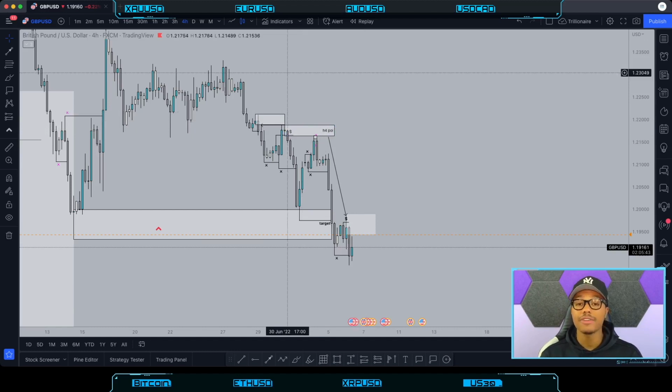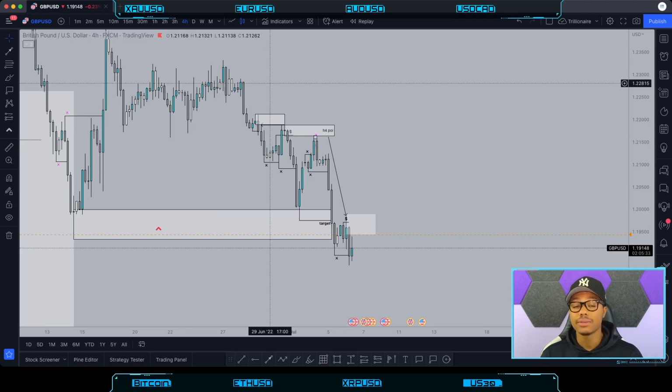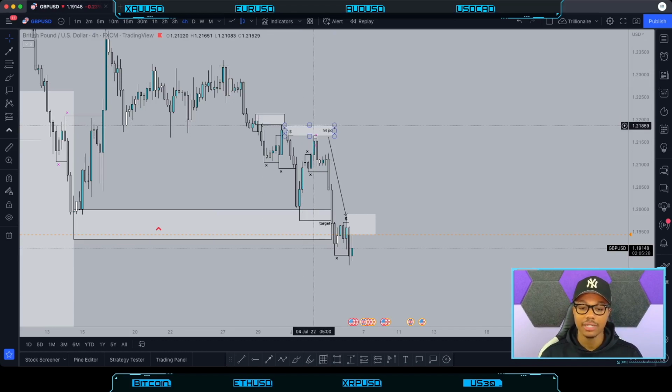So once you have your higher time frame macro POI marked up, then you should use your lower time frame micro in order to take advantage of a possible entry opportunity. So now we're going to go down to the M15 time frame, and let's see how the M15 reacts to this higher time frame POI here.